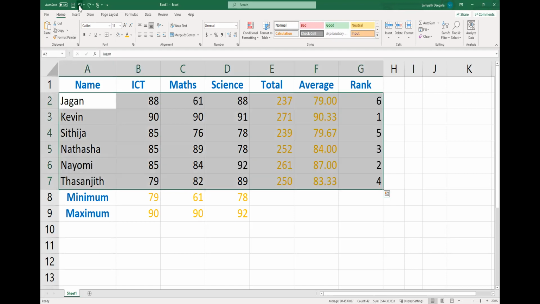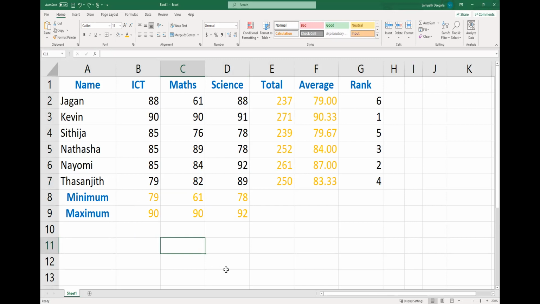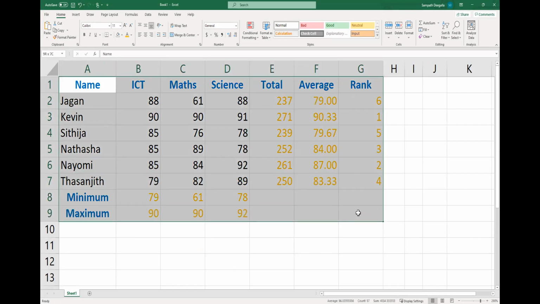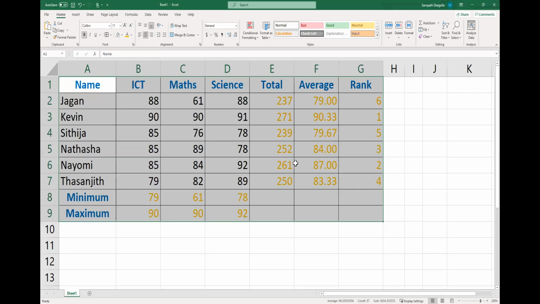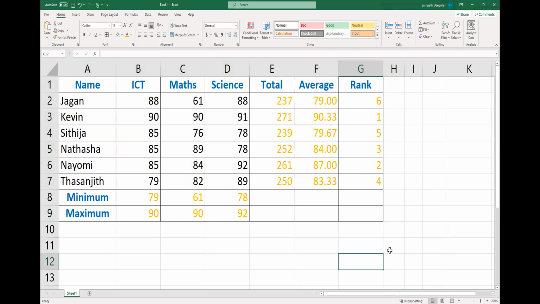Okay, so I'll go back to the original one. So this is the one. And then I will actually put this in different colors as well, and I will send it to you. So I want you to, as a homework, work on this and then send it to me, right?